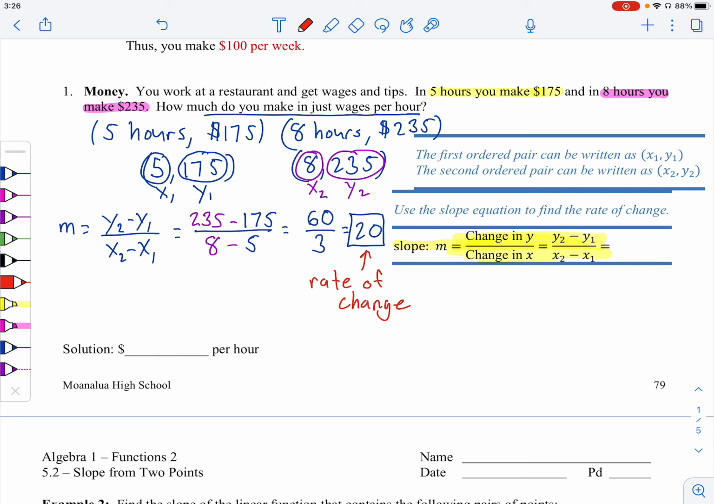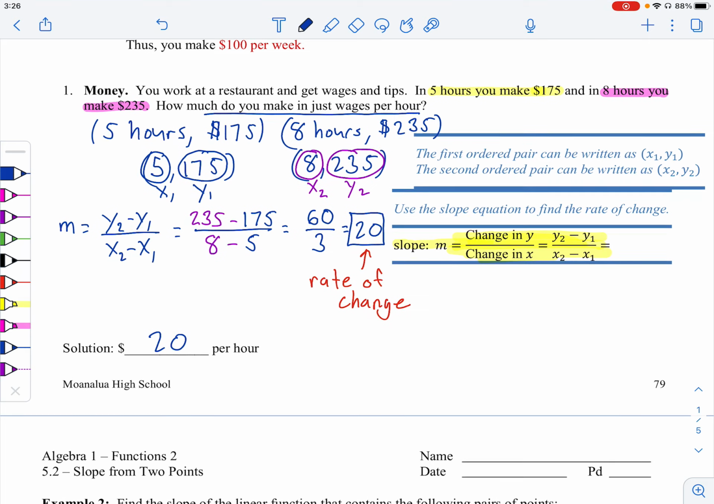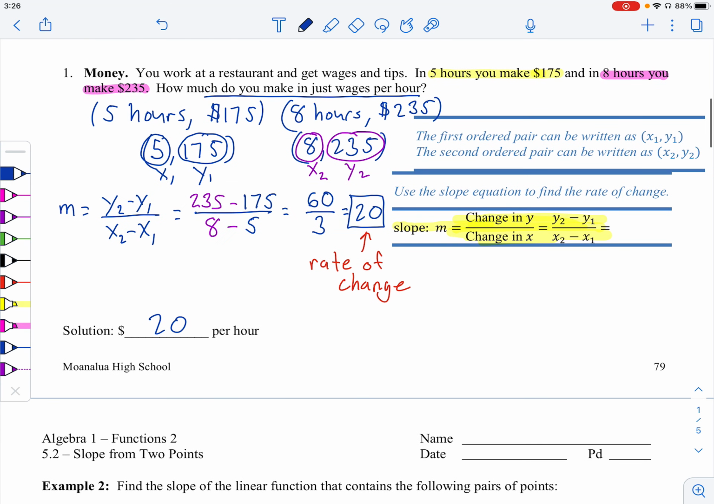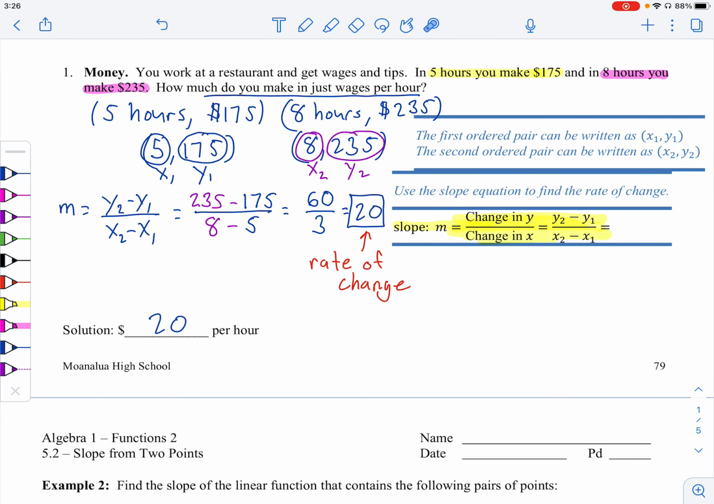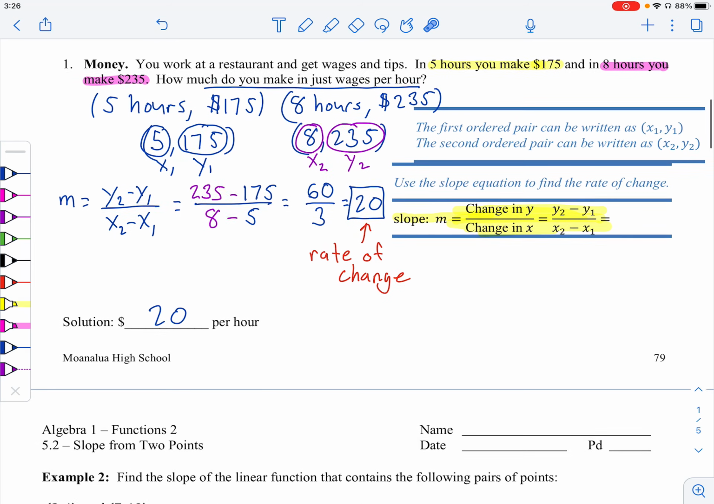$20. So it's $20 per hour. So how much do you make in just wages per hour? $20 per hour, right there. So we just write out ordered pairs. If we have 2 ordered pairs, we just find the difference in the y values divided by the difference in the x values. That will give us our rate of change, which is our slope. So this is $20 per hour.